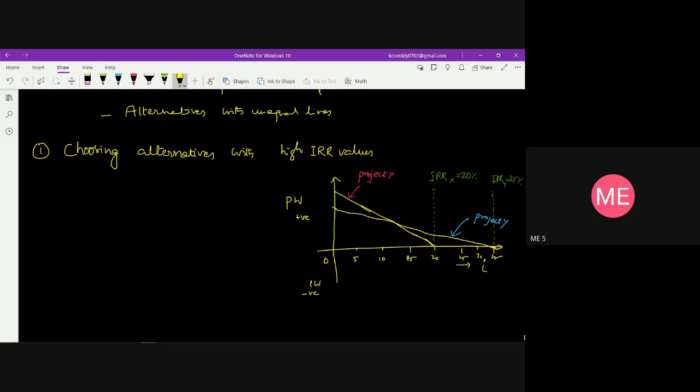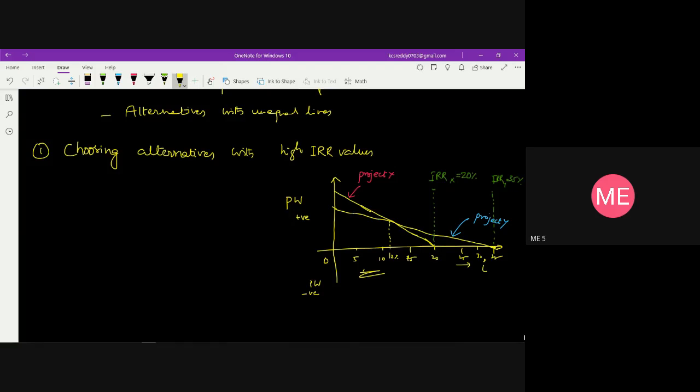But here, if you look at this diagram, the present worth of project X is greater than the present worth of project Y. At this particular point, the present worth of X is greater than the present worth of Y, and this holds up to around 12%.